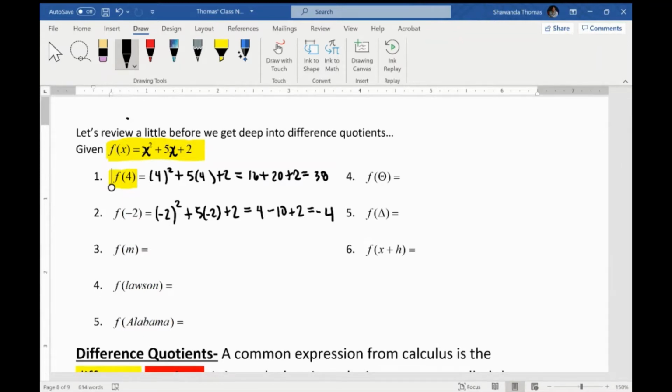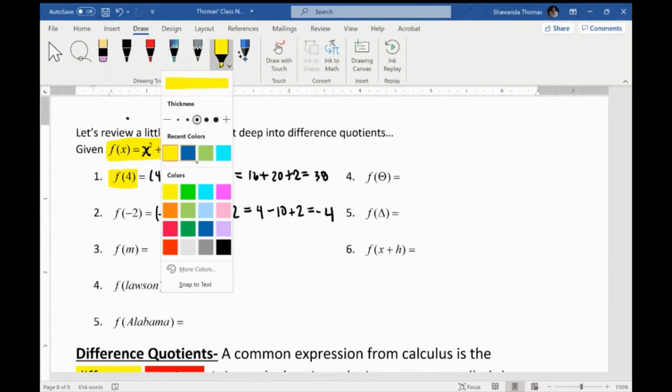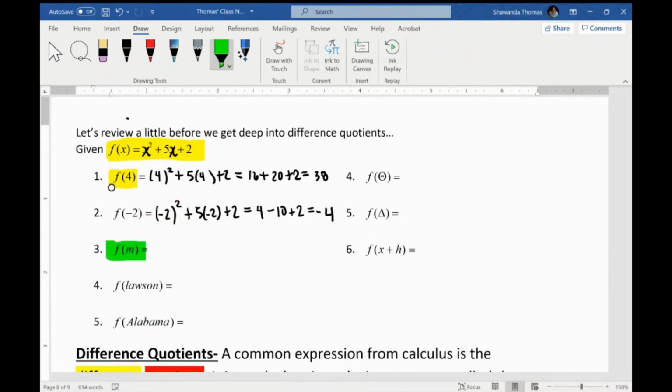Any questions so far with those first two? No, ma'am. All right, moving on. We're not going to do anything differently for this letter here. So for this one, instead of an x, we're going to replace the x's with what? An m. So instead of x squared plus 5x plus 2, we're going to have m squared plus 5 what? m. m plus 2. Can we do anything else to that? No, because they are not like terms.